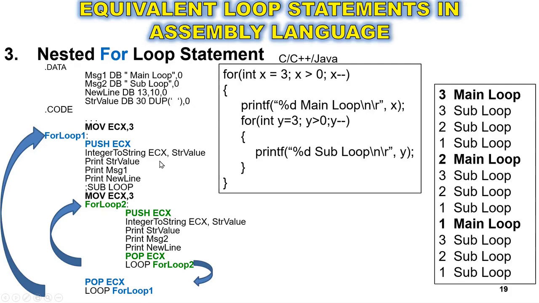I initialized the ECX containing 3 because I wanted to repeat the main loop 3 times. And then I assign a label for loop 1, and then the body of our main loop will now have the following code. And then again, we need to preserve the contents of the ECX before we run the code of the body of our main loop, followed by integer to string, print str value, print message 1, print new line. So it will display the message main loop.